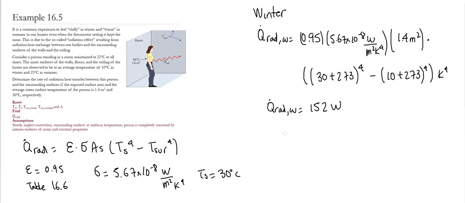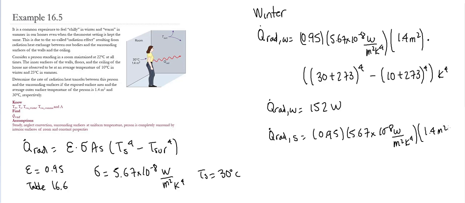Okay, so now we do exactly the same process. The only difference is that we are going to change the values of the temperatures. So now we calculate the rate of heat exchange for the summer. We substitute the same quantities: 0.95 for the emissivity, 5.67 times 10 to the negative 8 watts per m squared K to the fourth. The surface area is exactly the same, it's the same person, the same area. The body temperature is exactly the same, so it's 30. This is to the fourth. Now the only change that we have is the surrounding temperature, which in this case for the summer is equal to 25 Celsius.